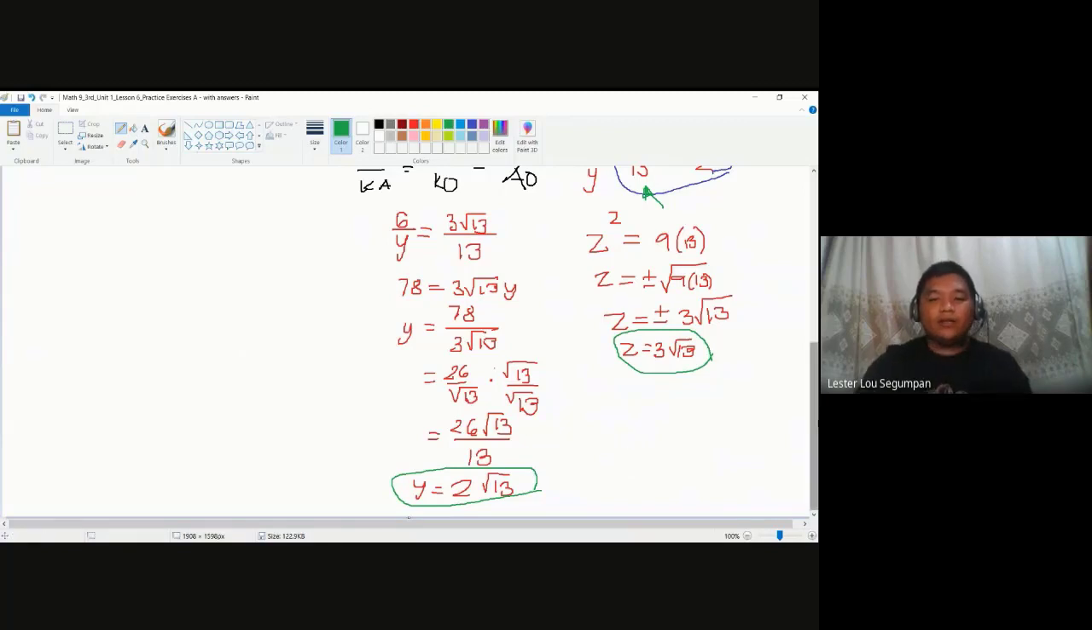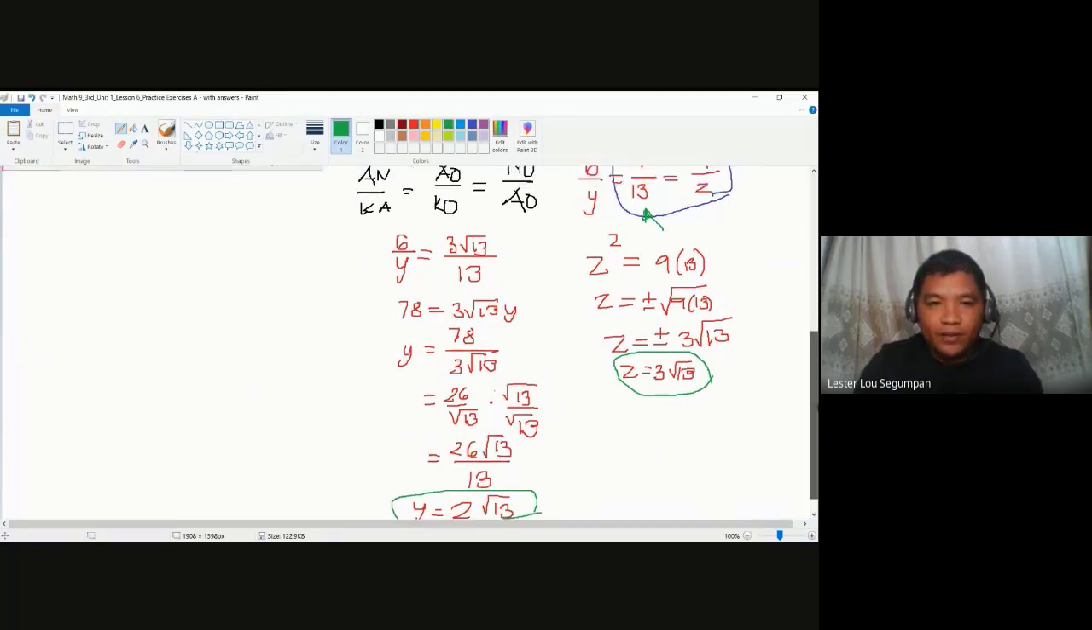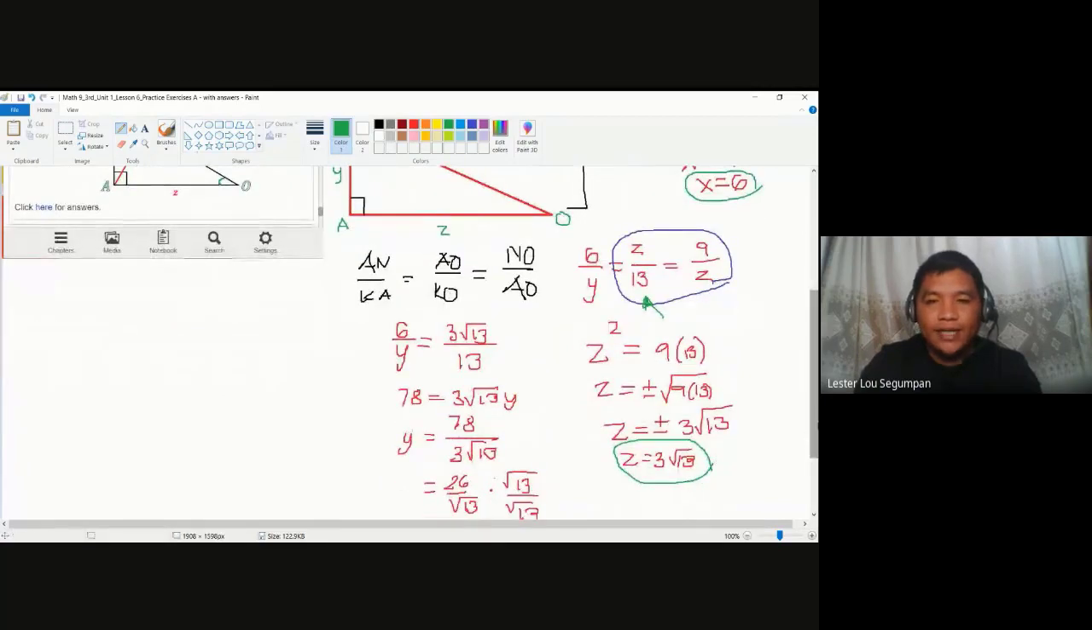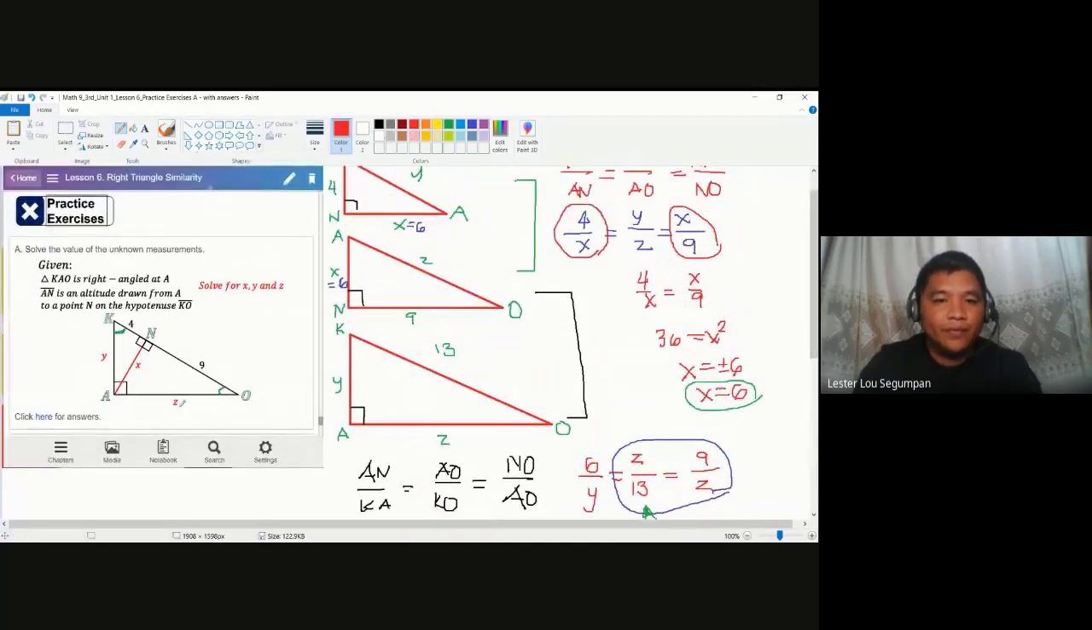If you're not convinced with how we solve for y, we can do checking. At the same time, this is also the other process of solving value for y. What is that? Let me go back to the given. Since z is already given to be 3 square root of 13, we can actually solve for y using the Pythagorean theorem.